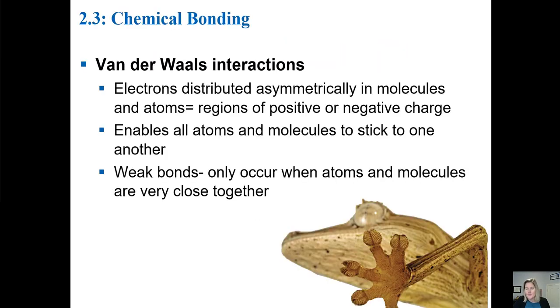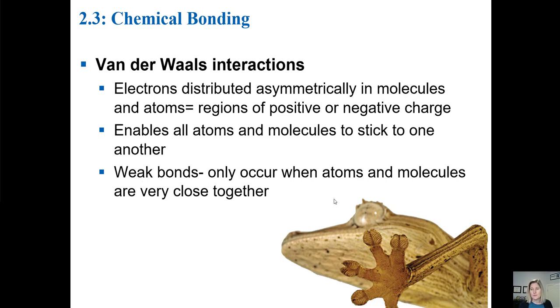All right. So moving on, aside from covalent bonds and ionic bonds and hydrogen bonds, we also have other kinds of chemical bonding that take place. Here's an example of one that we're going to mention called van der Waals interactions. Van der Waals interactions are where we have electrons that are distributed asymmetrically in molecules and atoms. So we end up with a partial positive charge on one end and a negative charge on the other. And so that enables atoms and molecules to end up sticking together, and they form these little weak bonds with one another.